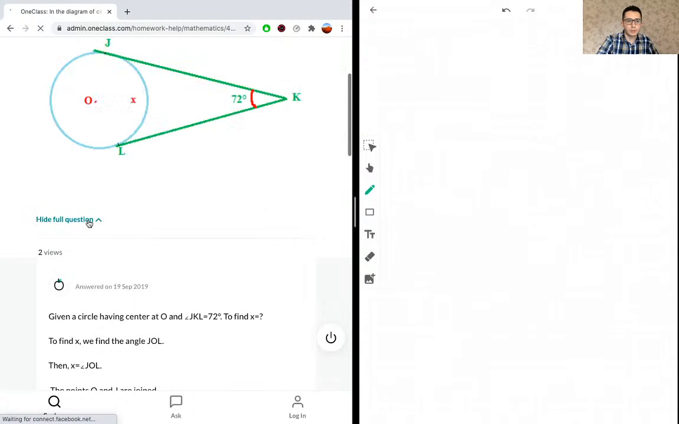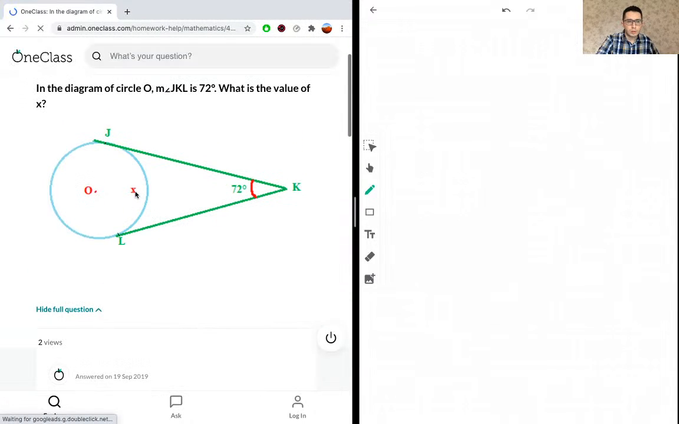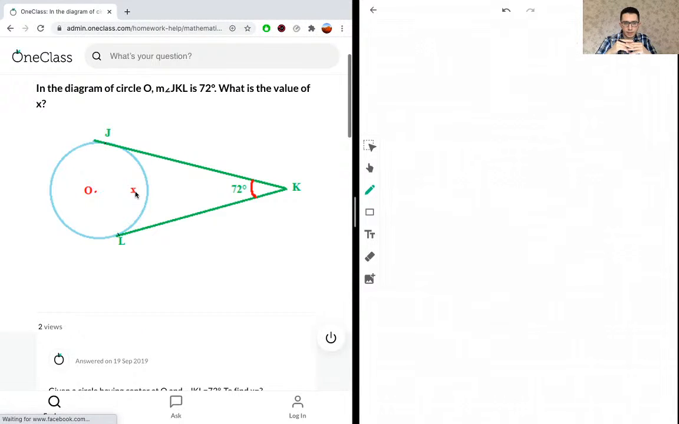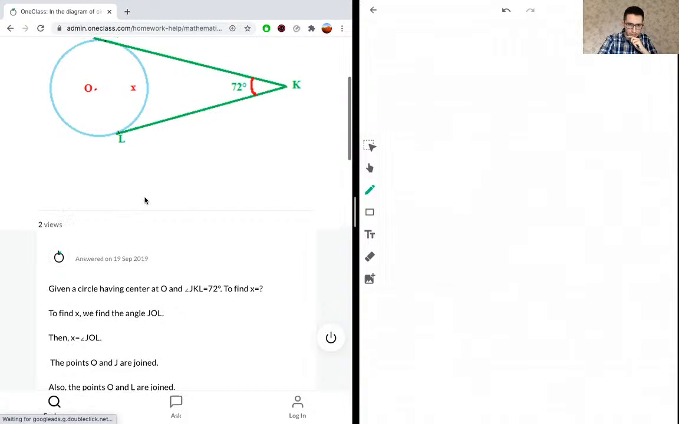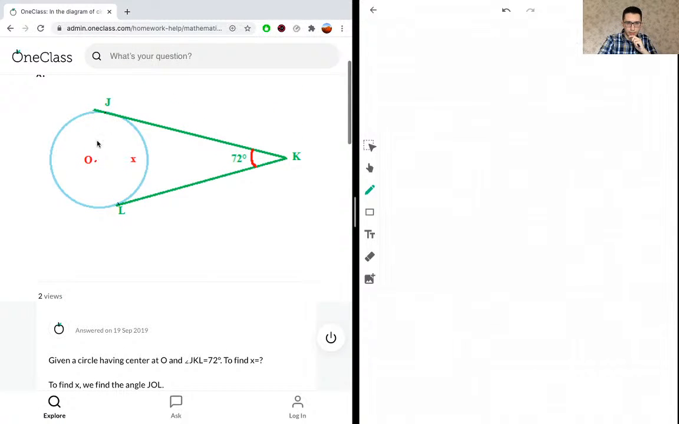So let's take a look at this diagram here. In the diagram of circle O, M, triangle JKL, the angle M is equal to 72. So we're talking about this angle here. What is the value of x? So x here, I believe, is defined as JOL. So if we have another triangle, JOL, that's the x angle.